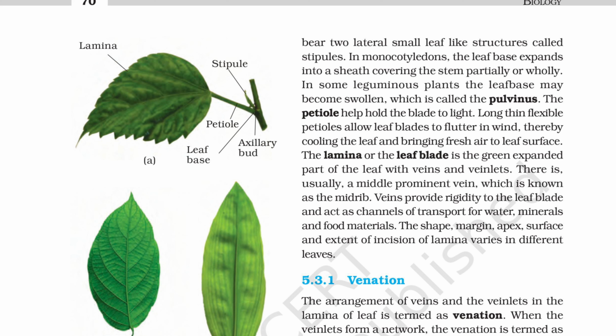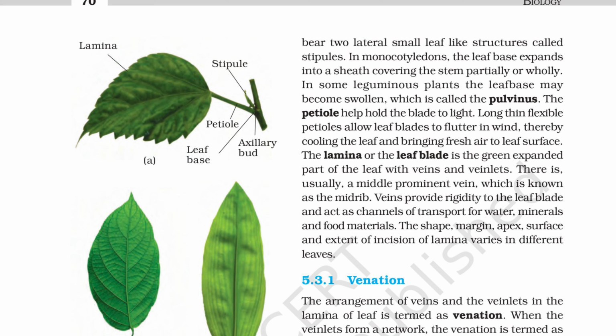The petiole helps hold the blade to light. Long, thin, flexible petioles allow leaf blades to flutter in wind, thereby cooling the leaf and bringing fresh air to the leaf surface. The lamina or the leaf blade is the green expanded part of the leaf with veins and veinlets. There is, usually, a middle prominent vein, which is known as the midrib. Veins provide rigidity to the leaf blade and act as channels of transport for water, minerals and food materials. The shape, margin, apex, surface and extent of incision of lamina vary in different leaves.